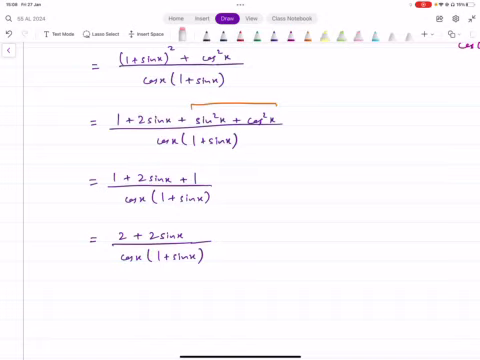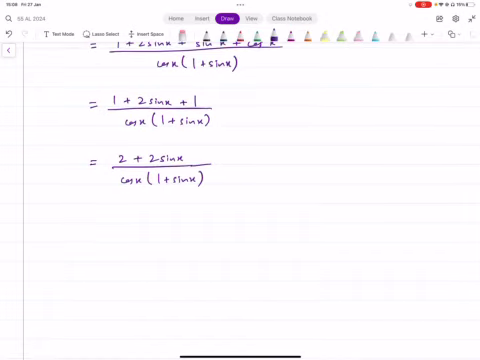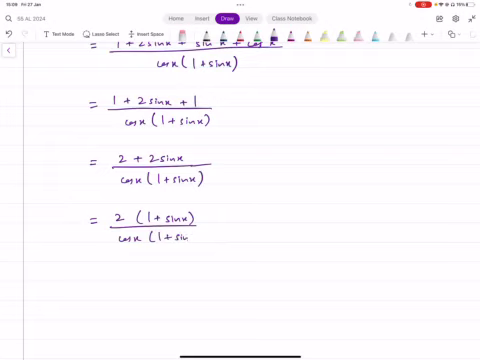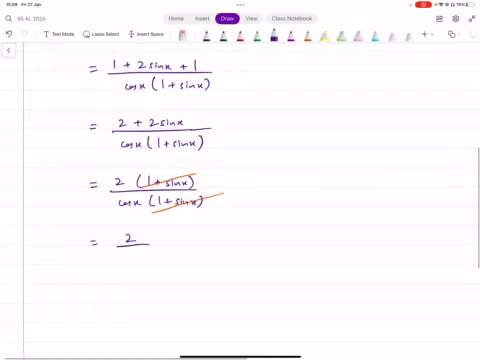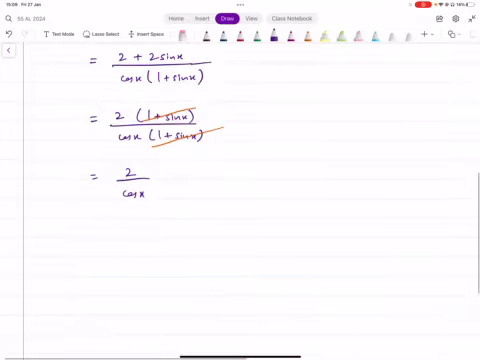Take 2 common. If we take 2 common, what will happen? We'll have 1 plus sin x here in the numerator. We've got cos x into 1 plus sin x. You've got the same thing in the bracket. This gets cancelled and you're left with 2 over cos of x, and that's exactly what you had to prove. That's equal to the right hand side.